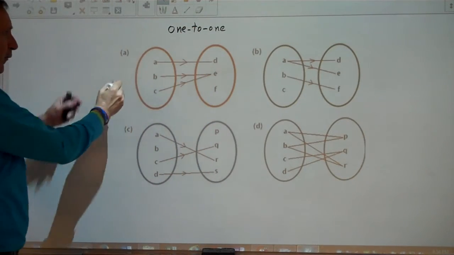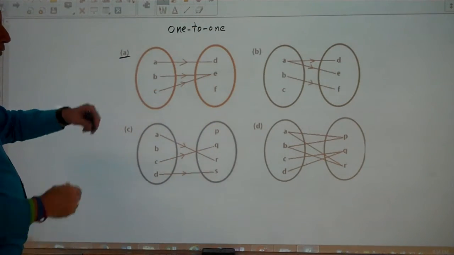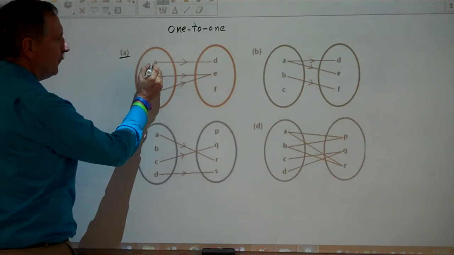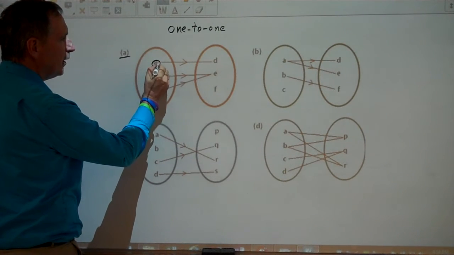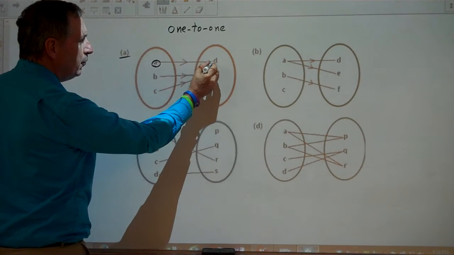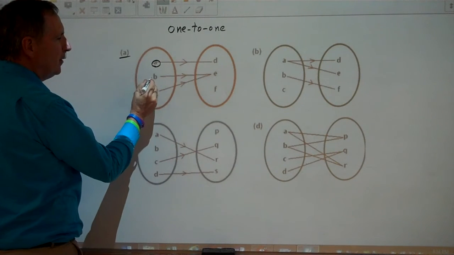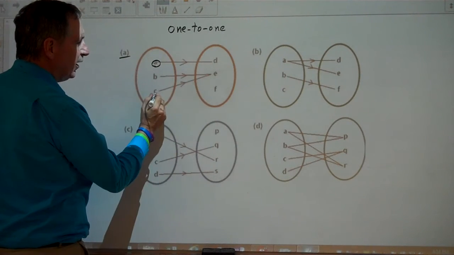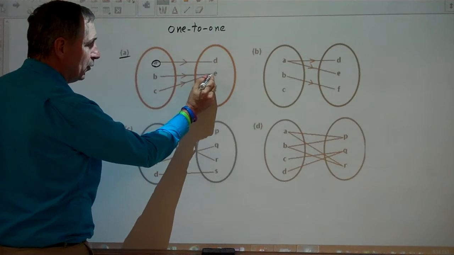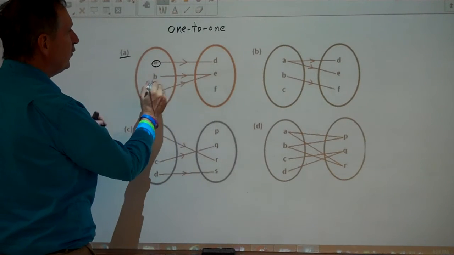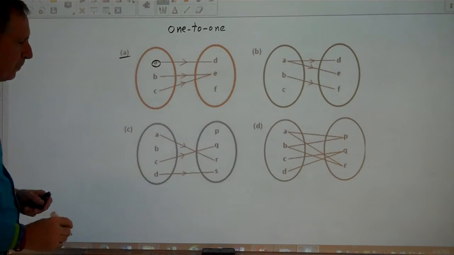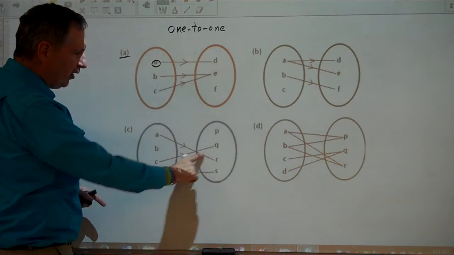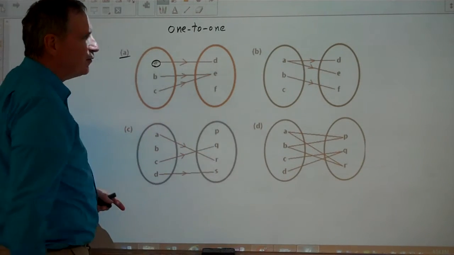In this case, you have example A. These four examples are called mappings. If you have an input, that input is only going to go to one possible output. So A goes to D, B goes to E, C also goes to E, but that's okay because you still have a one-to-one situation. And likewise, for example C, you have A goes to R, C goes to Q, and D goes to S.